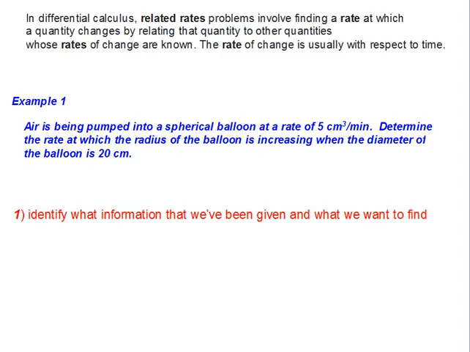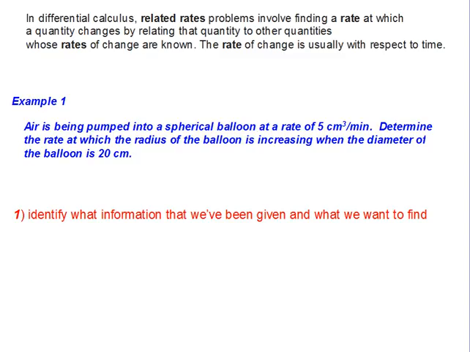It says air is being pumped into a spherical balloon at a rate of 5 cubic centimeters per minute. So, already, what's happening to this balloon? It's getting bigger, right? Air is going into it. Good. Determine the rate at which the radius of the balloon is increasing when the diameter of the balloon is 20 centimeters. Okay? So, what do we got going on here? First, we have to identify what information we've been given and what we want to find.